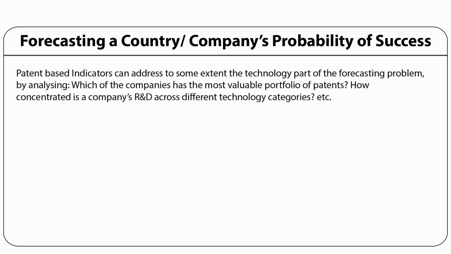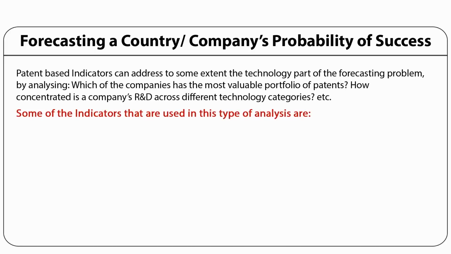Patent-based indicators can address, to some extent, the technology part of the forecasting problem by analyzing which of the companies has the most valuable portfolio of patents, and how concentrated a company's R&D is across different technology categories, etc. A similar analysis can be done for research units and for a country at large.